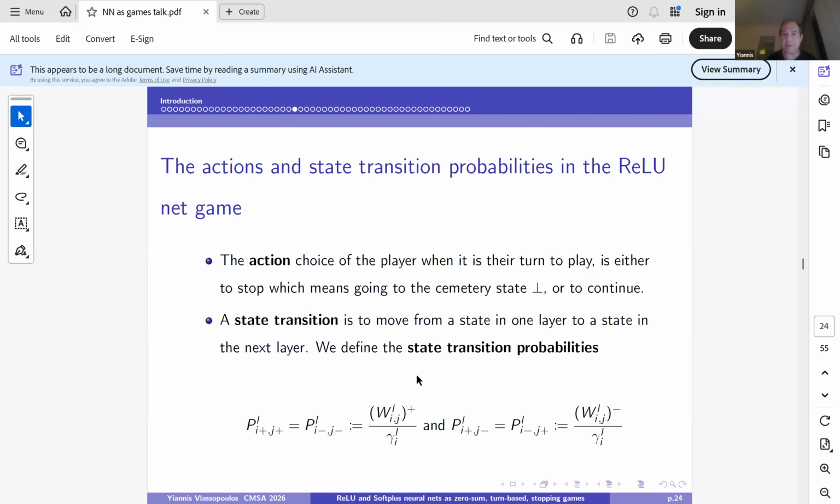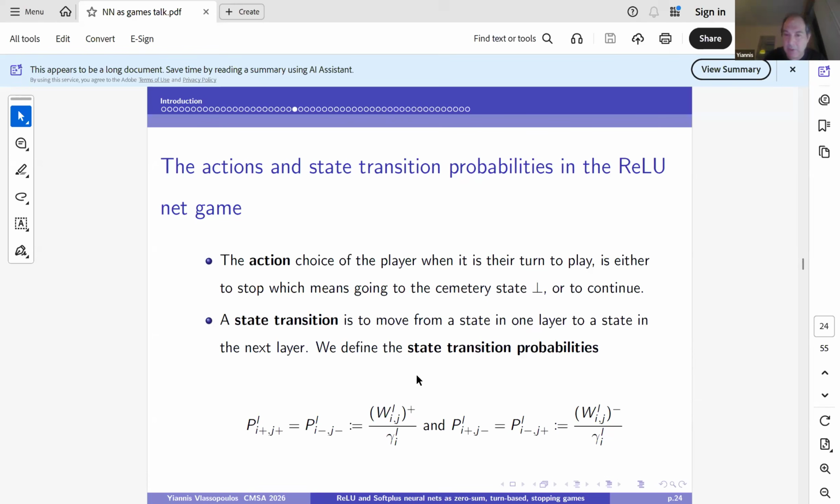So the probability to go from, if you're at stage L and you're at I plus, you can go to J plus with probability W_IJ plus divided by gamma I. So the positive part of W_IJ gives you the probability to go from I plus to J plus, or if you're at I minus to J minus, it's the same probability. So basically the idea is that if you have a positive weight, this keeps the same player playing. If the max player plays, then they keep playing. If the min player plays, then they keep playing. If the weight is negative, then the player changes.